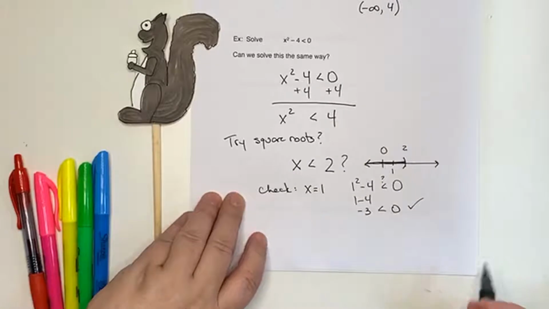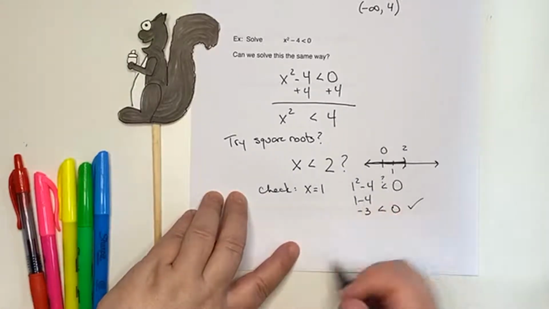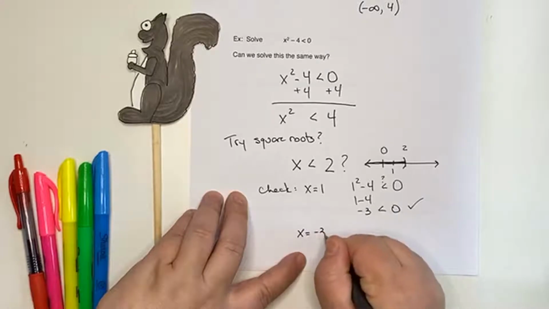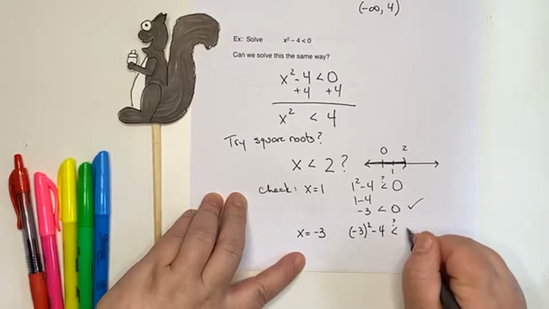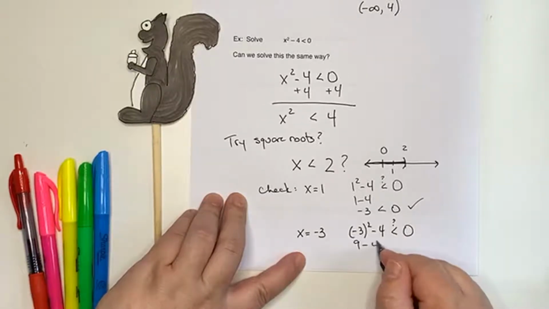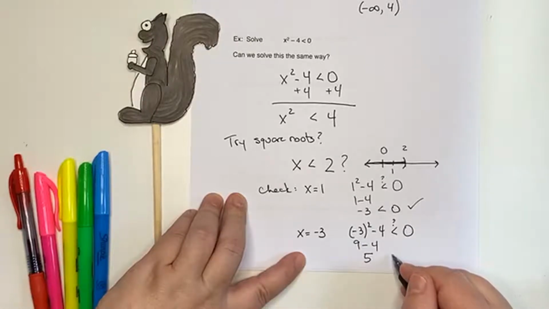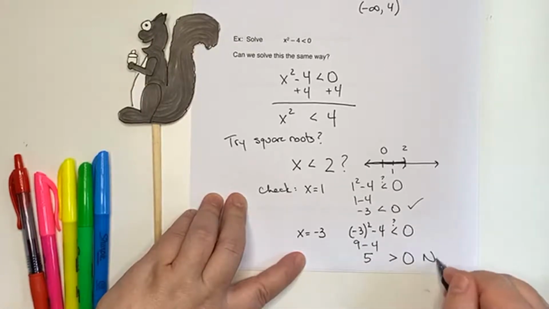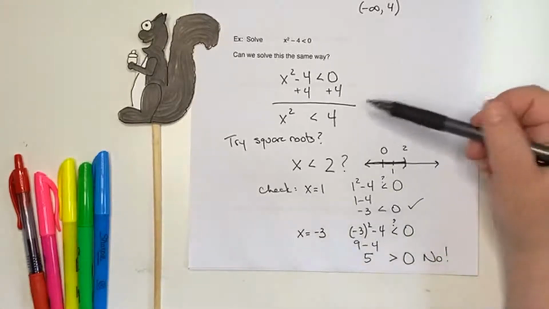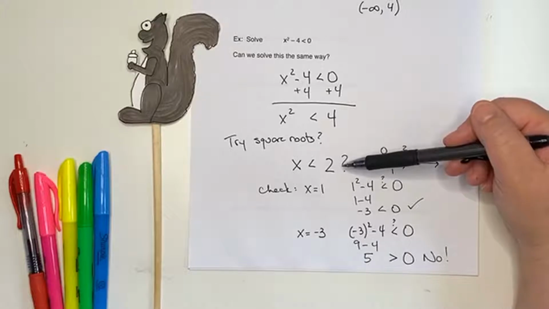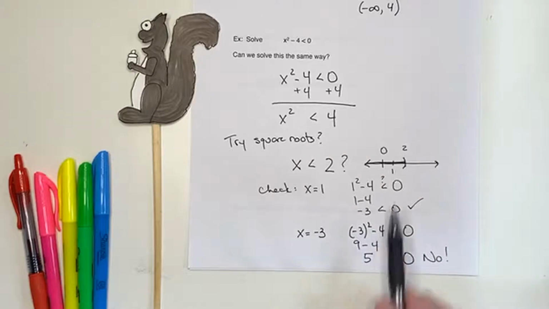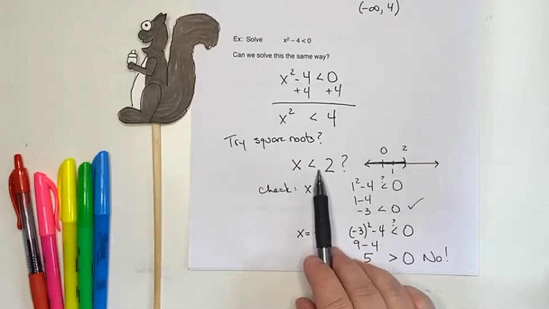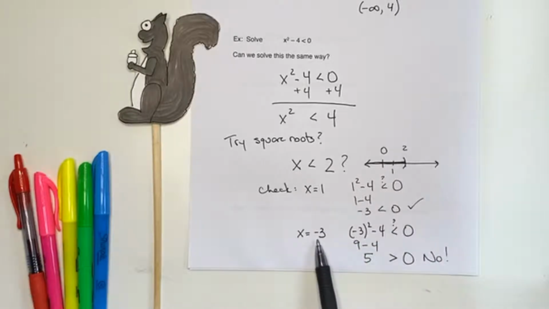What are some other numbers that are less than 2? Well, another number that's less than 2 is -3. Let's try that one. So -3, the quantity squared, minus 4, is that less than 0? And that's 9 minus 4, which is 5, which is greater than 0. Uh-oh. So taking the square root of both sides gave us maybe some good answers. But then at some point, if you keep going to the left, then you're going to come up against numbers that get too big because we're squaring them. And that's what the difference is.